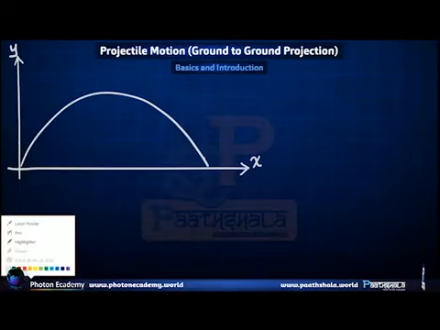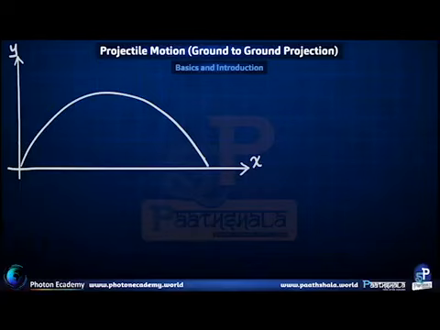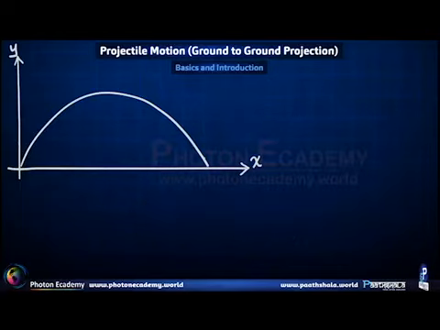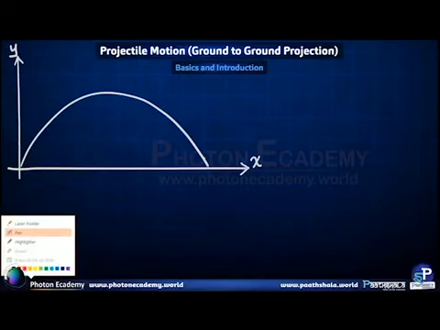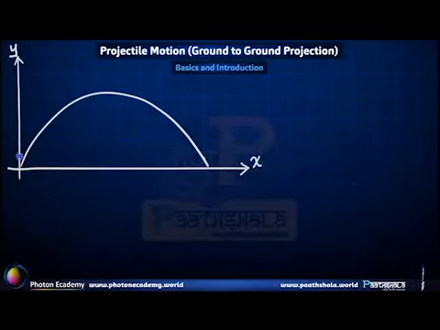What is projectile motion? When any object is thrown and it traverses the space under gravity on Earth, we call that motion projectile motion. The path of the projectile is usually a parabola under constant acceleration due to gravity. So this is the path of the projectile.